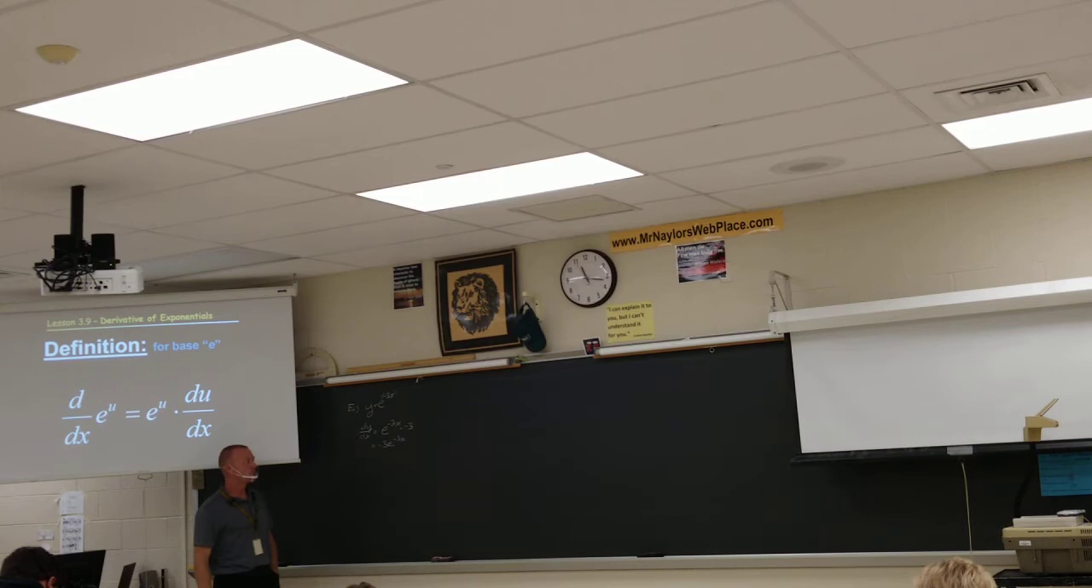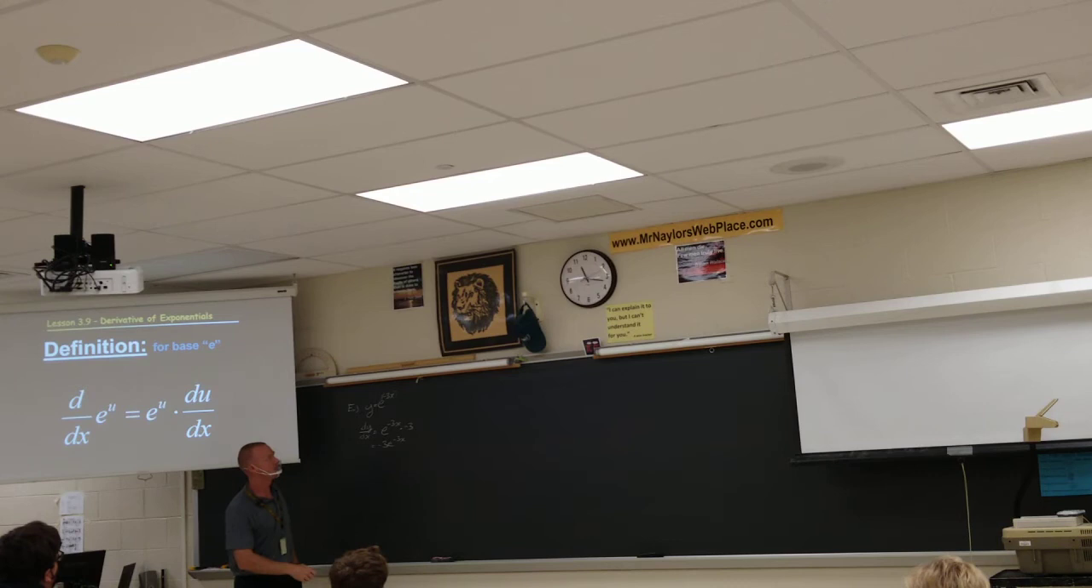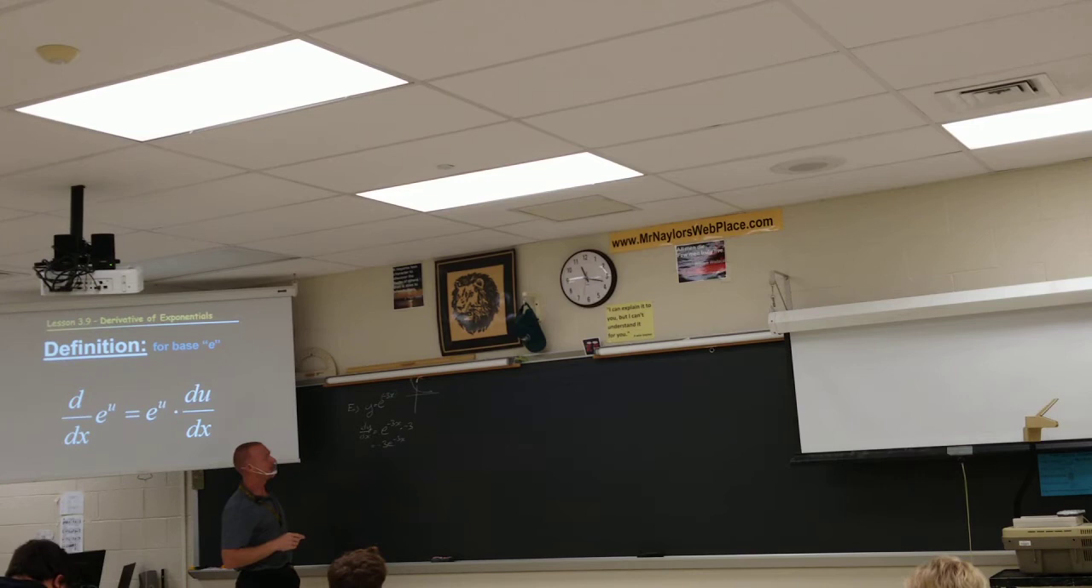Now for those that have joined the I Love Math Club, there's actually a reason for this negative. It's interesting. Yes, it's the chain rule, but I'm talking about like a graphical reason. If you think about the graph of e to the negative 3x, it's not exponential growth, but it's exponential decay. Now, I might have my graph slightly off.